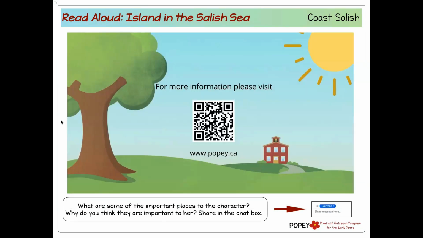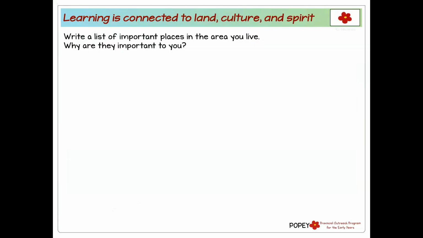So to continue on with that idea that learning is connected to land, culture, and spirit, I'm going to have you write a list of important places that you live in the area. Important places in the area you live. Sorry about that. And why they're important to you. And just to share a few things that are important to me in my area. And then after, I'll tell you why they're important.